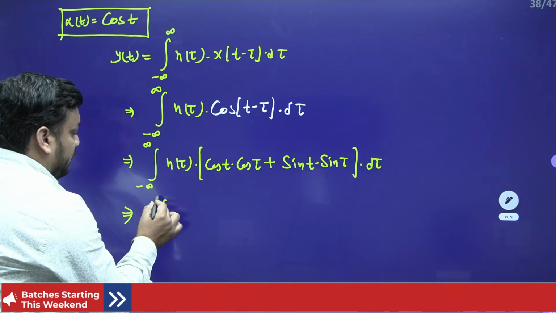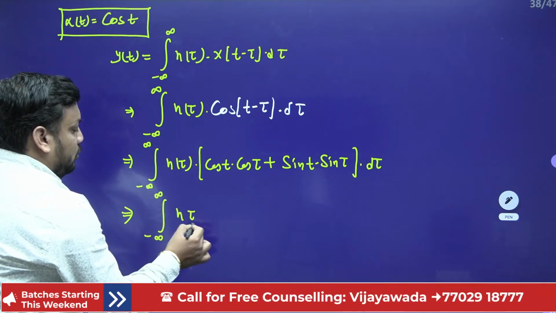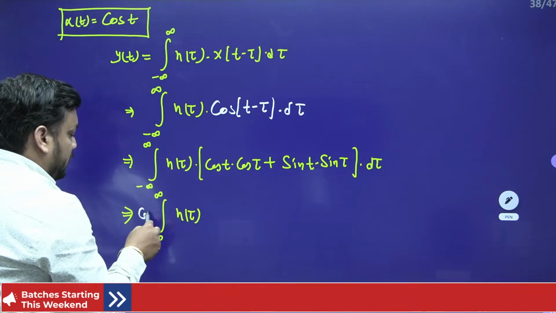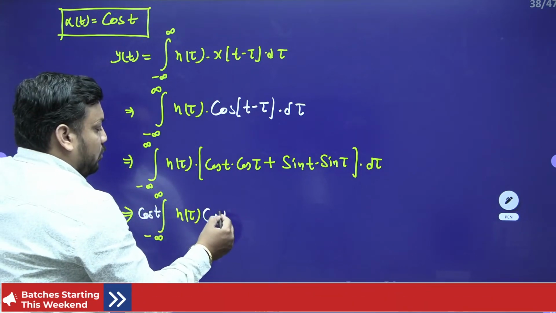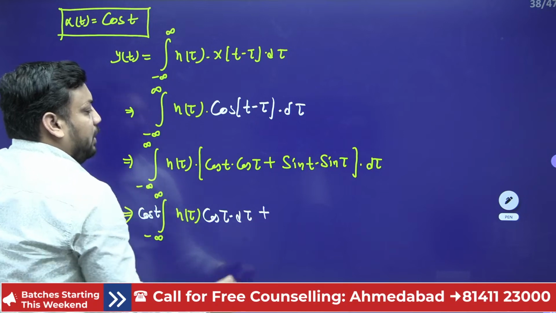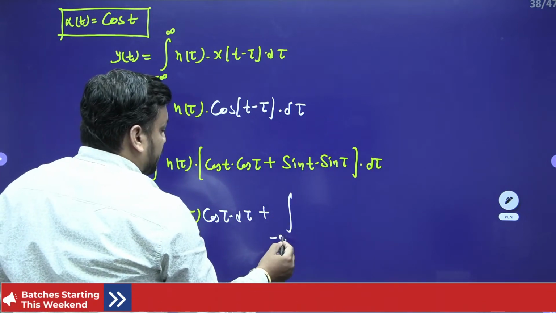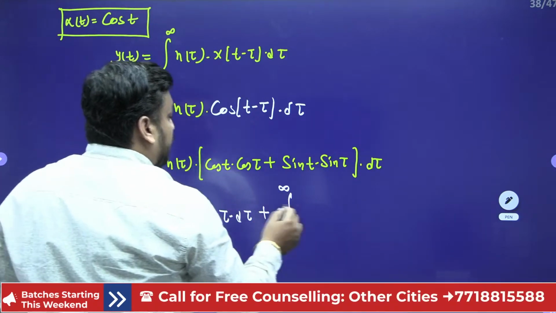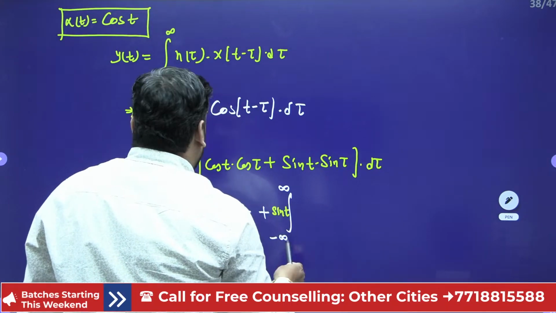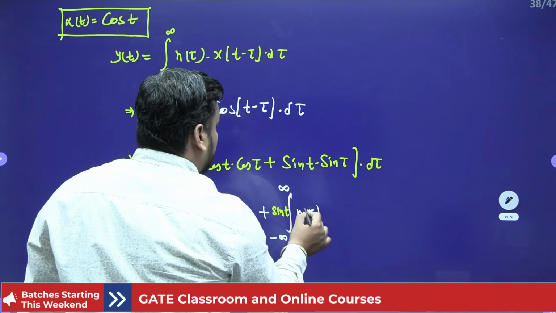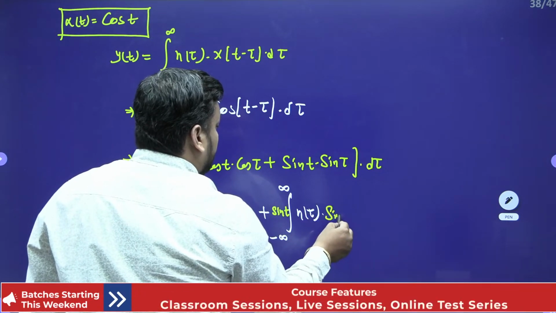You will get the integral from minus infinity to infinity of h(tau), you will write cos t here, so h(tau) into cos tau into d tau, plus, you will ultimately get the integral from minus infinity to infinity. Now this time sin t is outside, you can take sin t outside. So inside the bracket you will get h(tau) into sin tau into d tau.